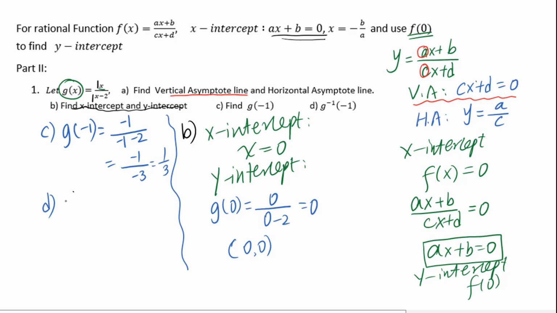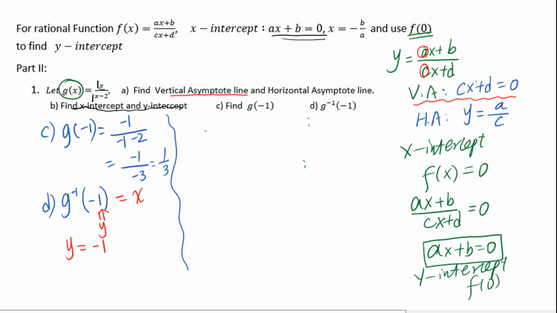For D, inverse of g of -1. Remember, for the inverse, basically we are looking for x. This is y. So we have y equals -1. We will set up g of x means y. So -1 equals x over x minus 2.